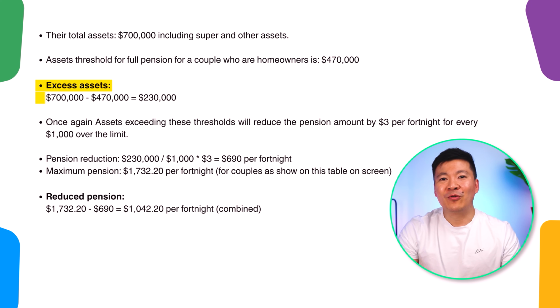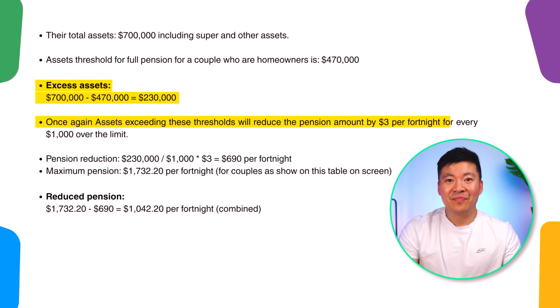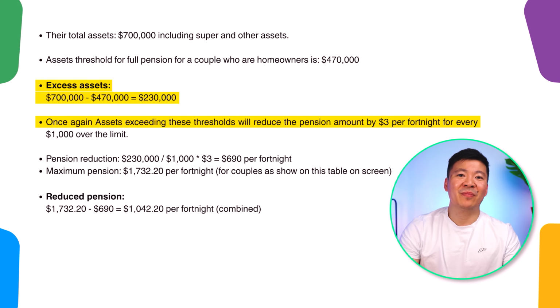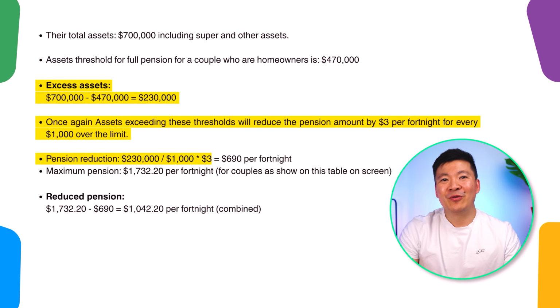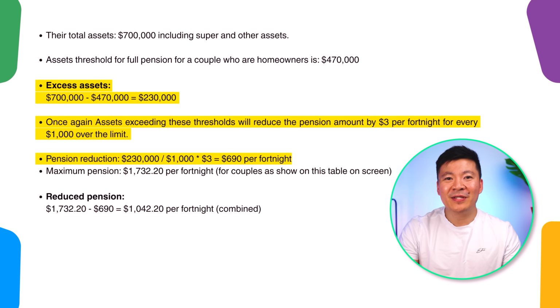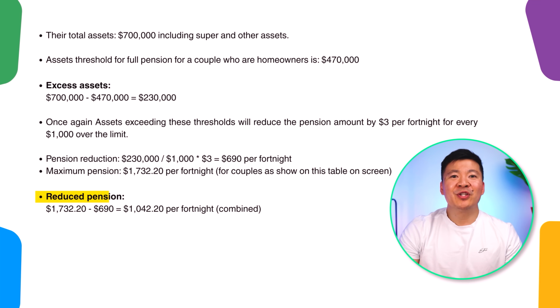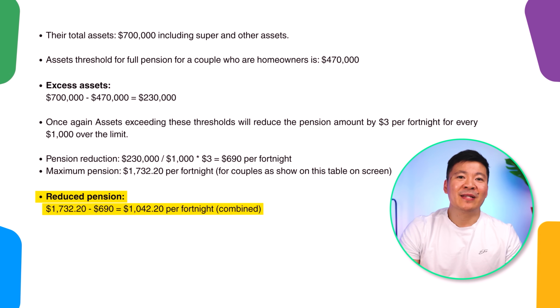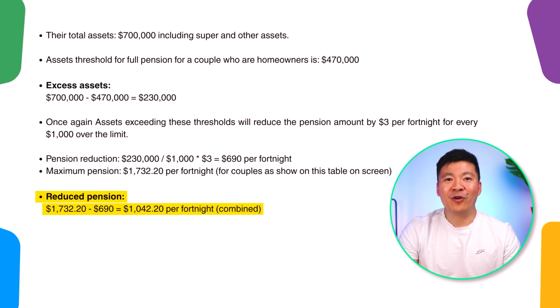Their excess assets equals 700k, take 470k, which is 230k. Once again, assets exceeding these thresholds will reduce the pension amount by $3 per fortnight for every $1,000 over the limit. So the pension reduction equals $230,000 divided by $1,000 times $3, which equals $690 per fortnight. The maximum pension is $1,732.20 per fortnight for couples as shown on this table on screen. So the reduced pension equals $1,732.20, take $690, which equals $1,042.20 per fortnight combined.